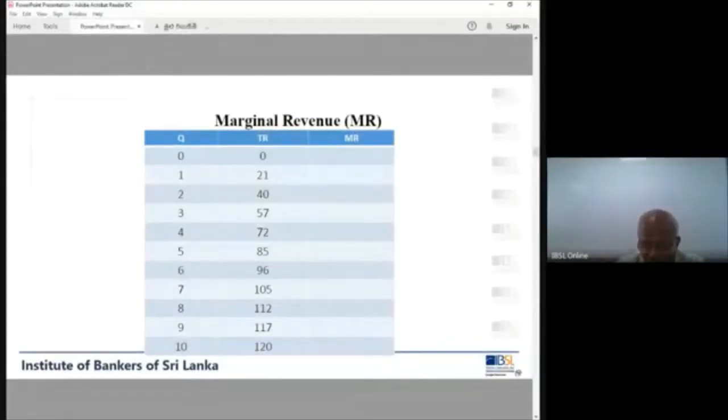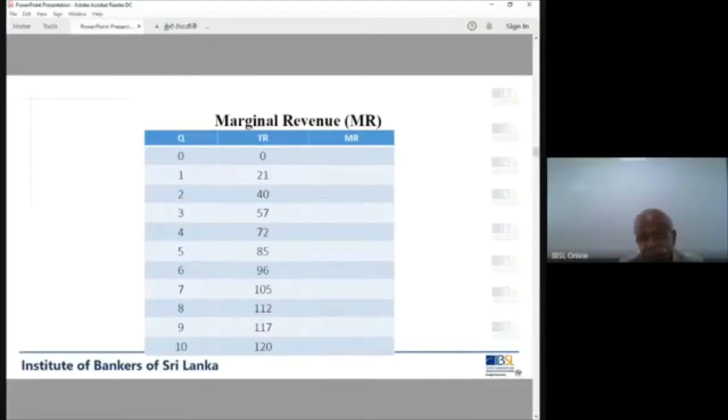72 minus 57. First 3 units give 57, 4 units give 72. 72 minus 57 divided by 4 minus 3. Right? 72 minus 57 is 15. 15 divided by 1. Marginal revenue of the fourth unit is 15. Like that, you can calculate marginal revenue.